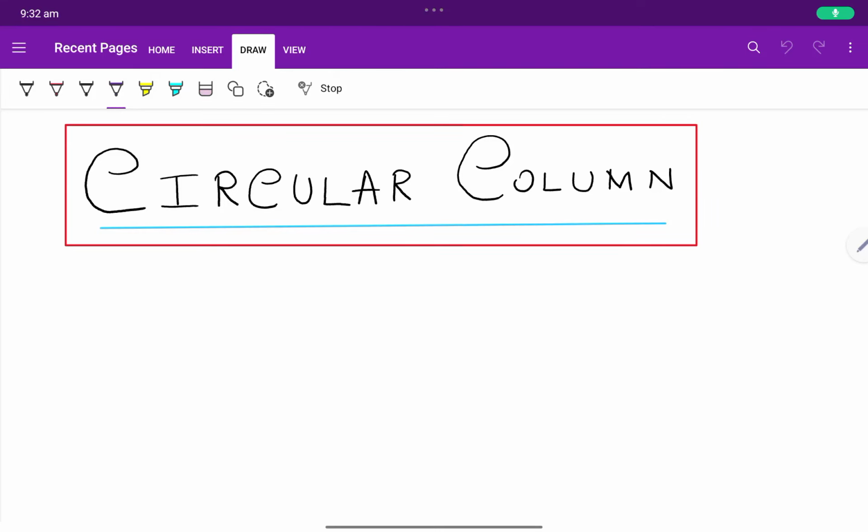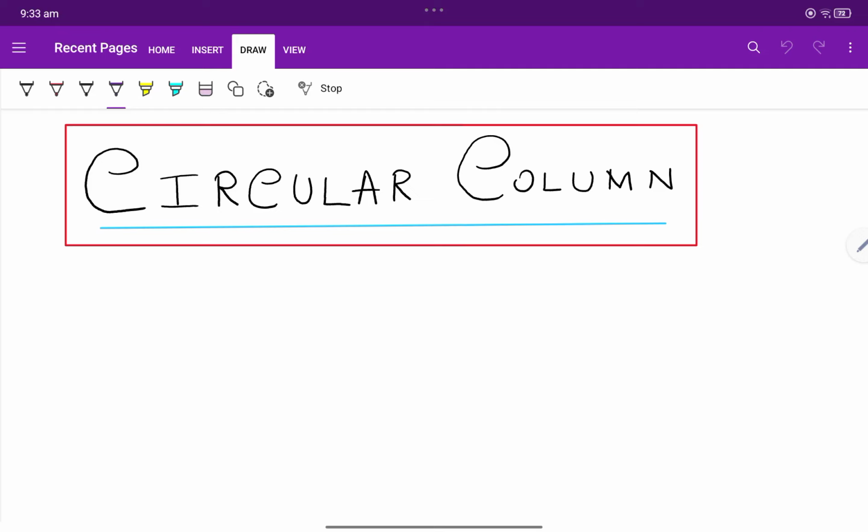Okay, welcome all, to another lecture. Today's lecture will be on the circular column. Previously we have studied the rectangular column, axially loaded. So this will be our circular column. It will also be axially loaded. Here the main thing that will change is the load carrying capacity.